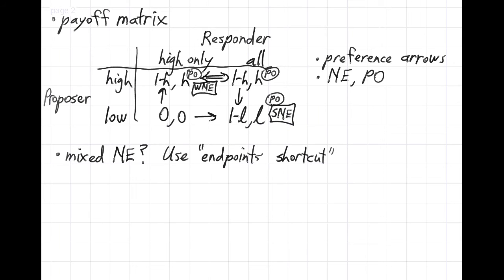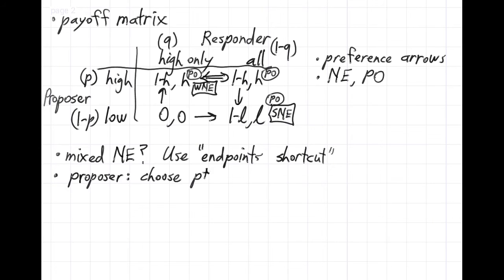And how that worked was that each player chose a mixed strategy that made the other player indifferent to the extreme strategies he could choose. So let's make that a little bit clearer. The proposer has some probability p of choosing high and 1 minus p of choosing low. The responder has a probability q of choosing high only and 1 minus q of choosing all. And now, what can the proposer do? They can choose this special value of p star, to make the responder indifferent.